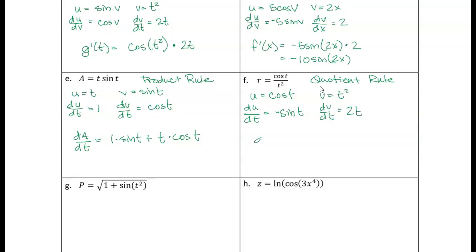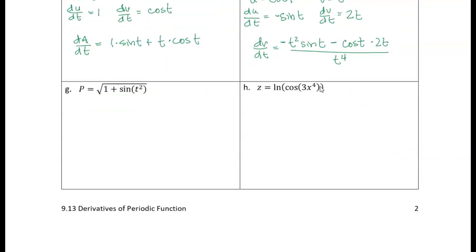So the derivative, dr dt, is low, which is t squared, d high, which is, I'm going to put the minus out here, minus sine t, minus high, which is cosine, d low, which is 2t, all over low squared. So t squared squared is t to the 4th power. And that's it. All right, got a couple more examples here.